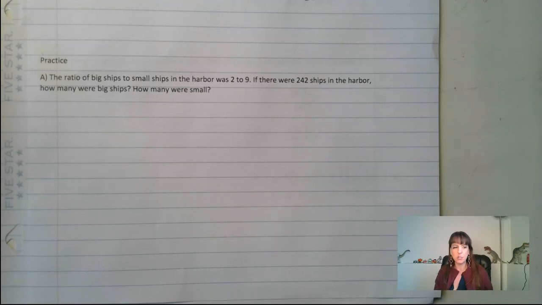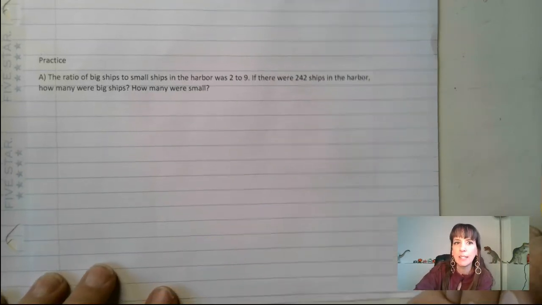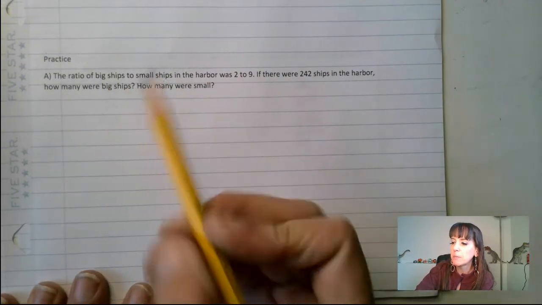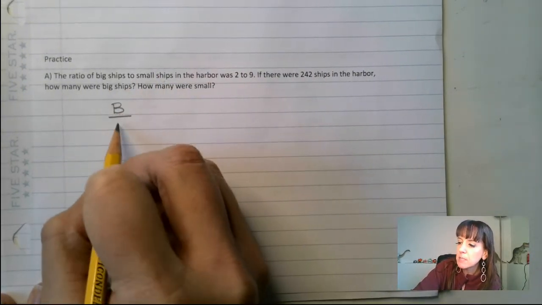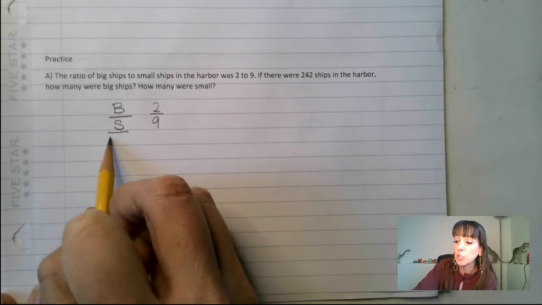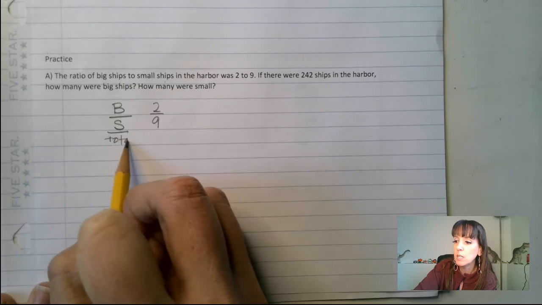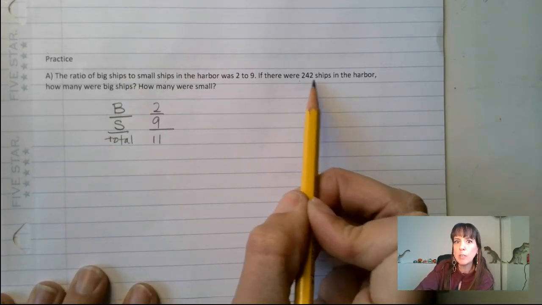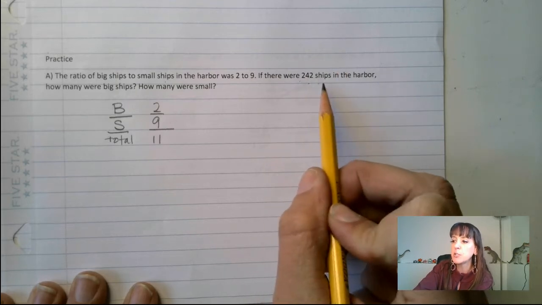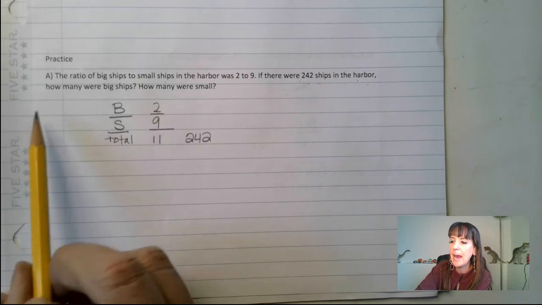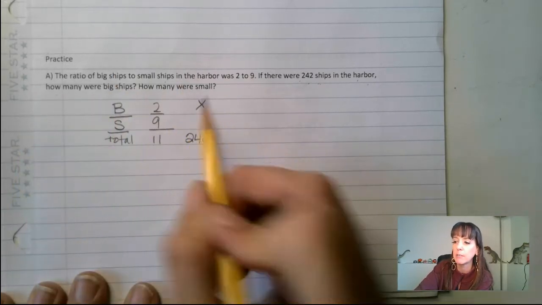All right, guys, here's the practice problem. It is on page 312 if you're following along at home. Go ahead and pause the video, do that, and then come on back and let's see what we got. All right, the ratio of big ships to small ships in the harbor was 2 to 9. That means our total was 11. If there were 242 ships in the harbor, that means total number of ships in the harbor. How many were big ships? So we're looking for that.